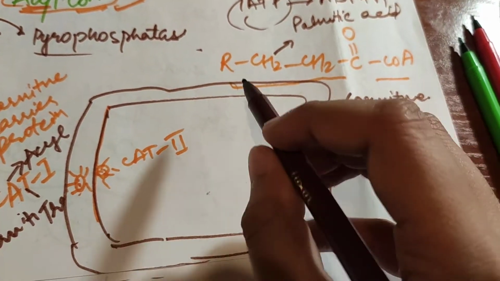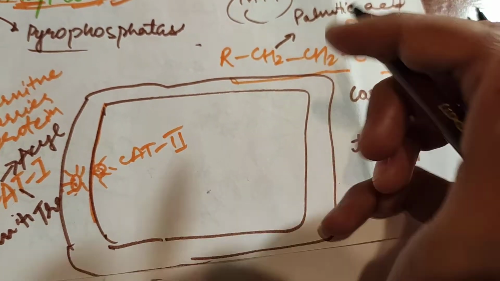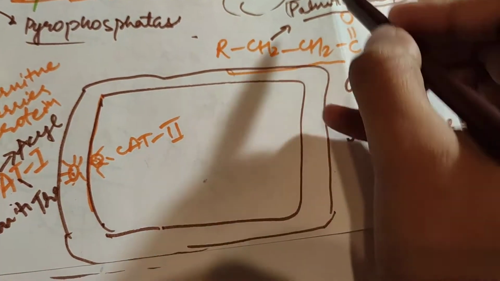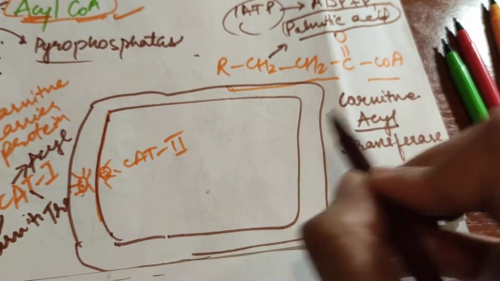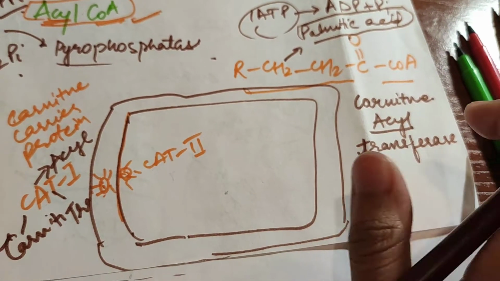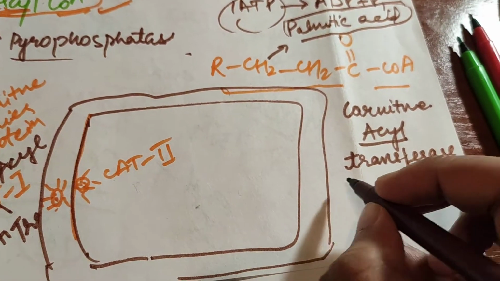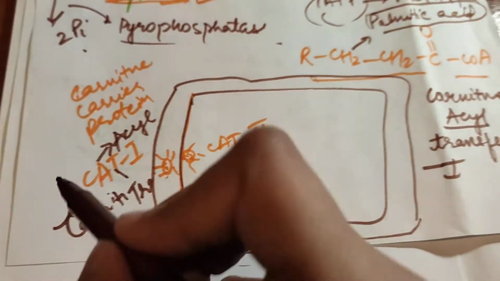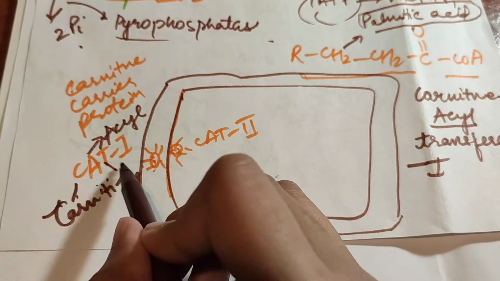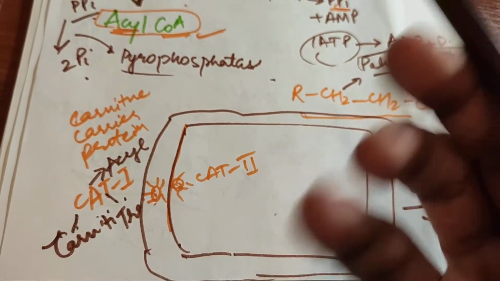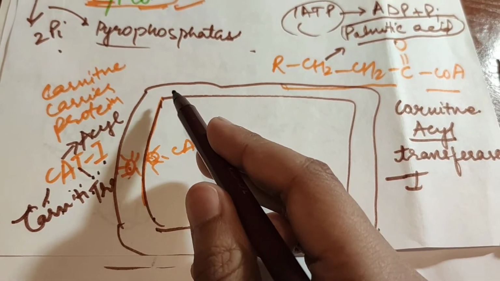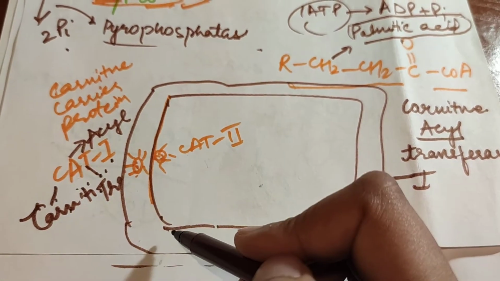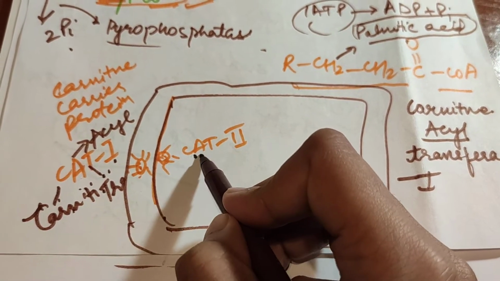So this R group, acyl group, is a general term, but palmitoyl is a specific term. When we are using palmitic acid, then only we can say palmitoyl transferase, otherwise acyl. Anything you write, you will get marks, no doubt. So this is carnitine acyl transferase, or if we are using palmitic acid, carnitine palmitoyl transferase 1, and on the inner surface of the inner mitochondrial membrane we will use carnitine acyl transferase 2.